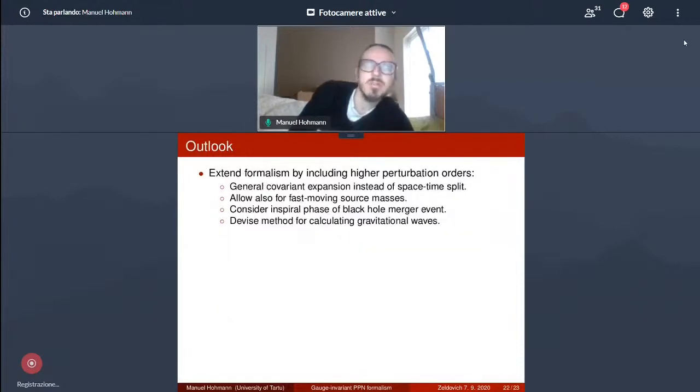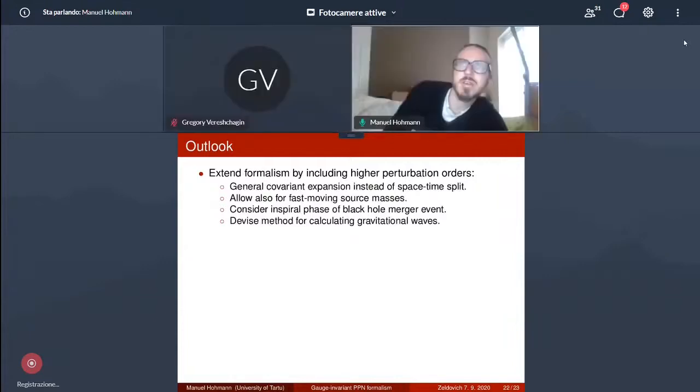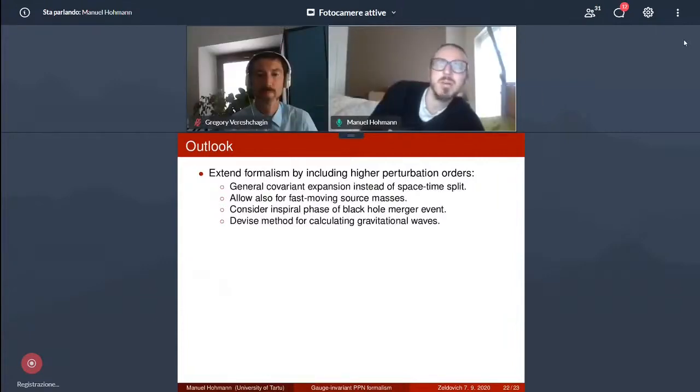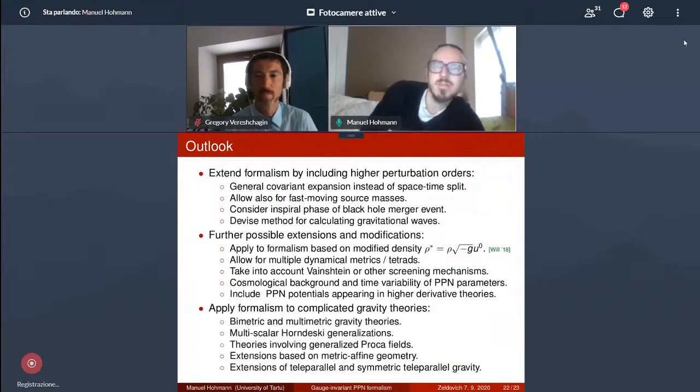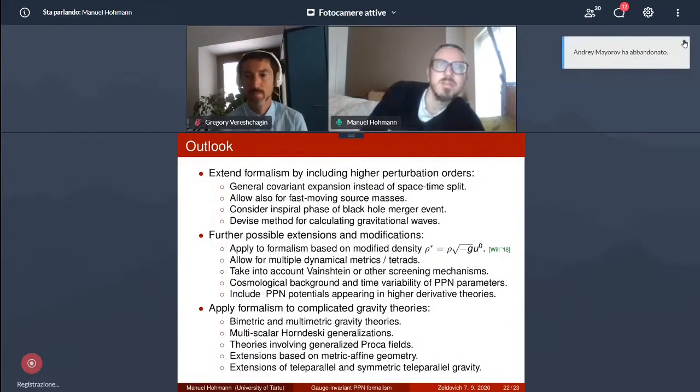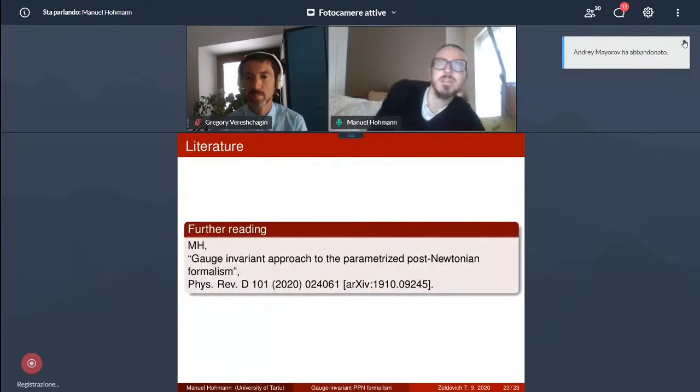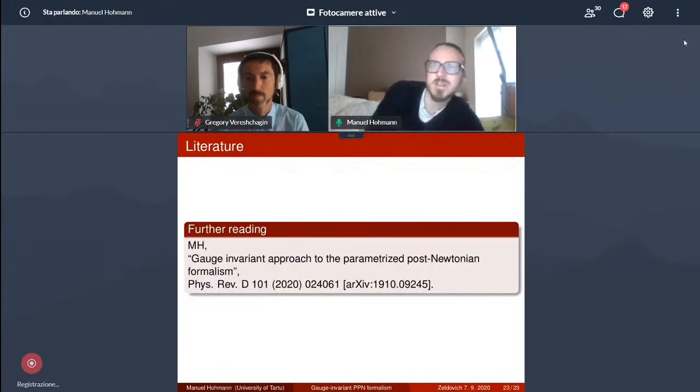Very brief outlook. One can nicely now extend this formalism. One can go to higher order theories and look at black hole mergers, for example. One can apply it to more general formalisms and include other mechanisms like the Weinstein mechanism. And one can then apply it to many different theories. And to give you just a reference, you can find this work published here under this link. Thank you for your attention.